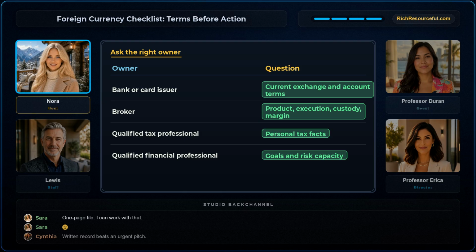I came in thinking the travel version was simple and the trading version was complicated. That's backwards in one important way. A travel exchange can be simple only after the amount, method, and total cost are written down. The trading version becomes complicated because it adds a forecast, an exit, and sometimes leverage. Same screen, very different burden of proof. Right.